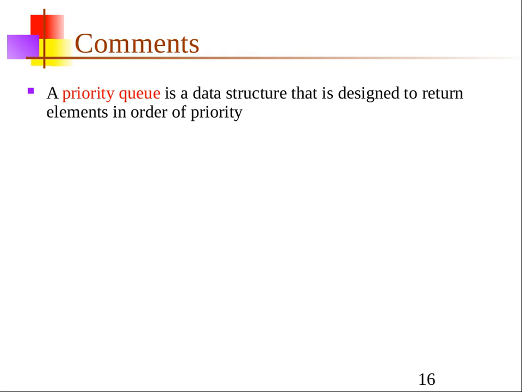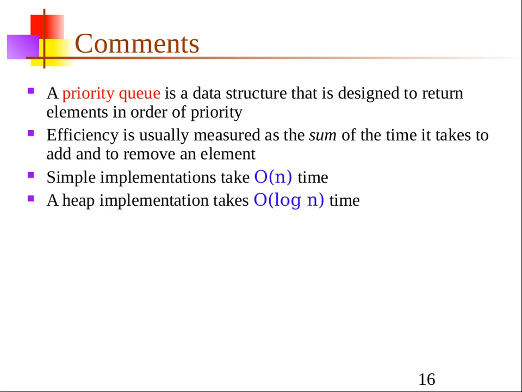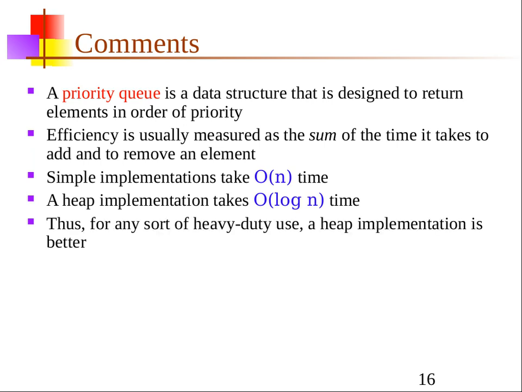Comments. Let's see what comments I have. A priority queue data structure is designed to return elements in the order of priority. Efficiency is usually measured as the sum of the time it takes to add and remove an element. Simple implementations take O of n. That included our array, both unsorted and sorted, and our linked list, both sorted and unsorted. A heap implementation takes log of n time, so for any sort of heavy-duty use, you want to use a heap implementation. A heap was basically created to do a priority queue from what I've read. It'll do other things nicely, but it fits a priority queue very well.